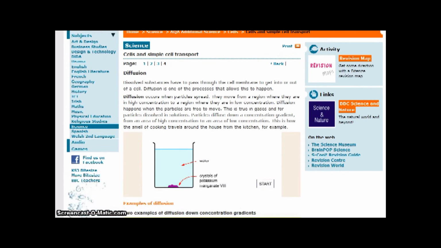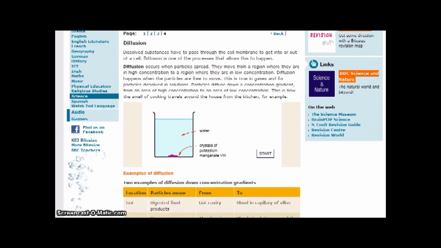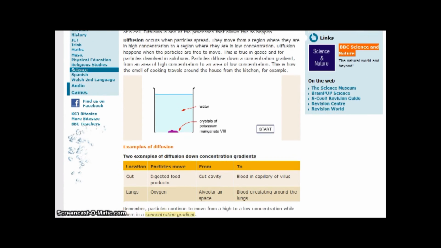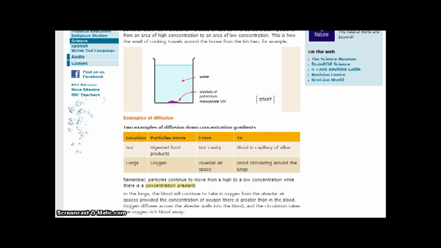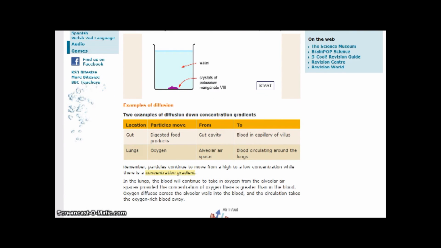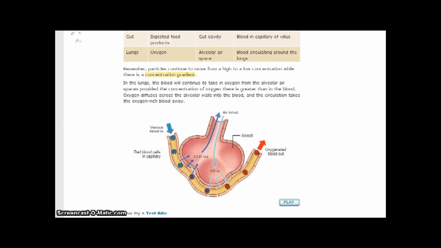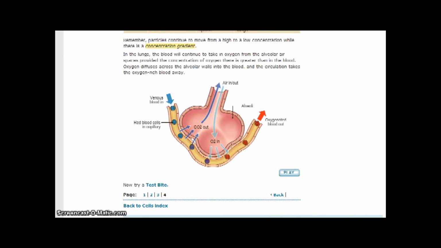this is diffusion. Now I'm sure you all know what diffusion is. The movement of particles from an area of high concentration to an area of low concentration. Diffusion happens in the gut and the lungs. In the lungs it happens with oxygen, and in the gut it happens with digested food products. To be honest, I wouldn't say you need to know a lot about this, but I am no teacher, so if you want to learn it, please do learn it.